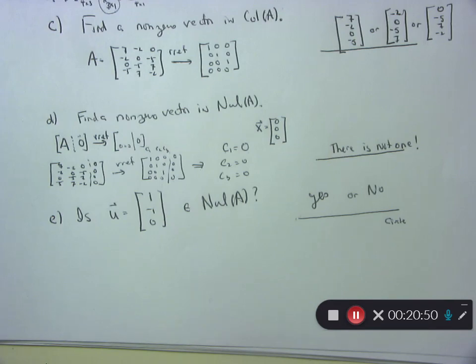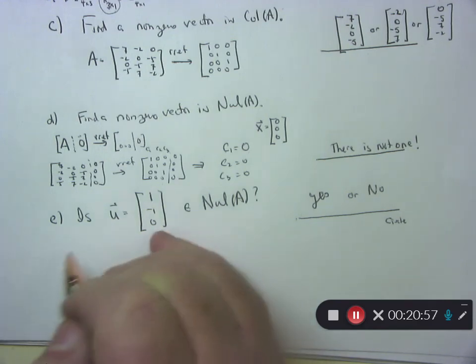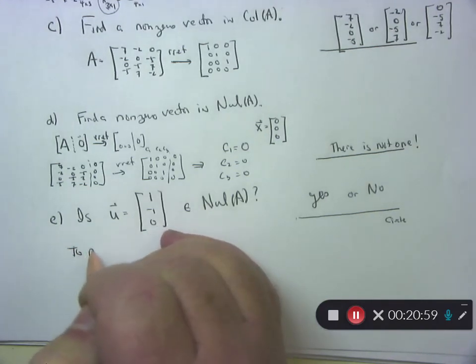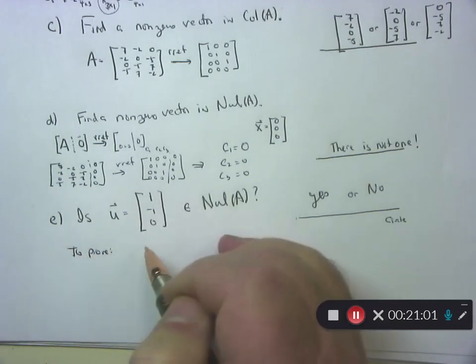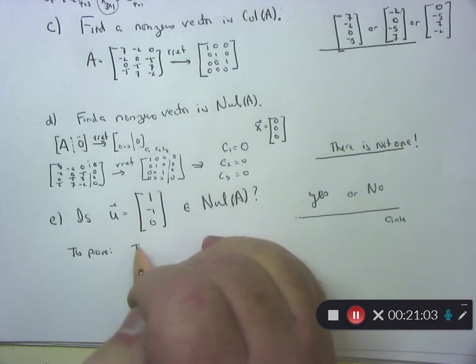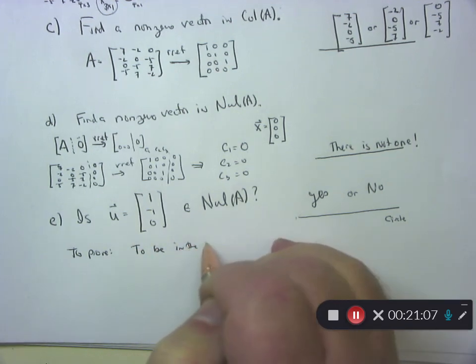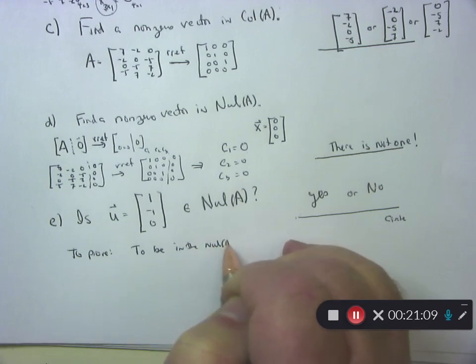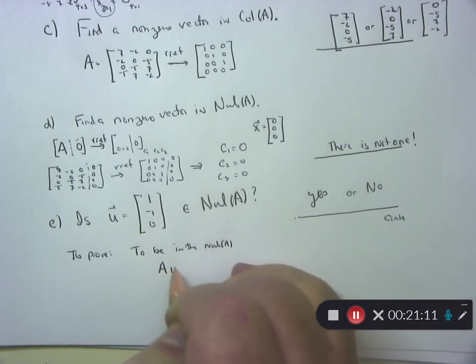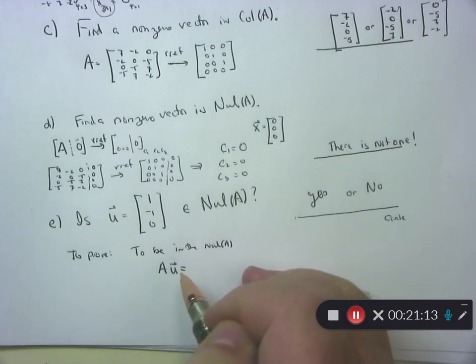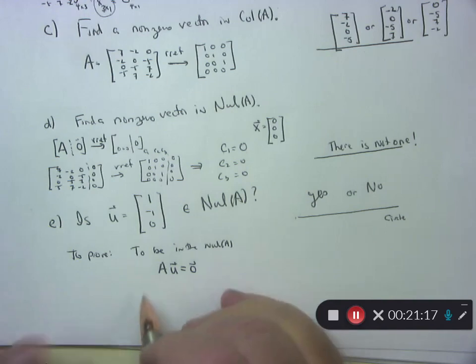Because not only do you get the answer right, yes or no, the answer is clearly going to be no, you need to show it. To show, or to prove, to be in the null space of A, A times U has got to be equal to what? To be in the null space, it's equal to 0.